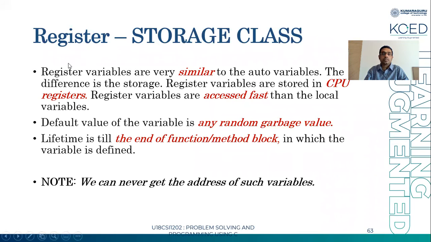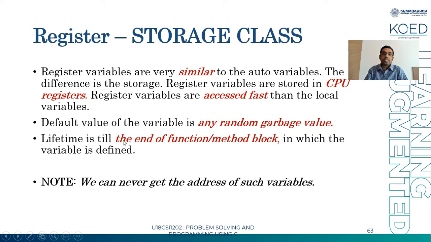Register variables are very similar to auto variables. The difference is the storage. Register variables are stored in the CPU register, while other storage class variables have memory in the main memory. Register variables are accessed faster than local variables like auto variables, which have memory in the main memory. The default value of the variable is any random garbage value.